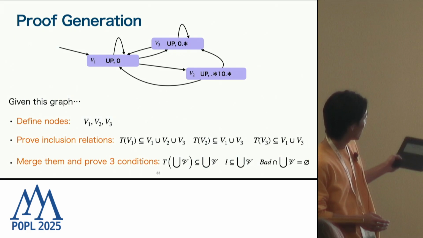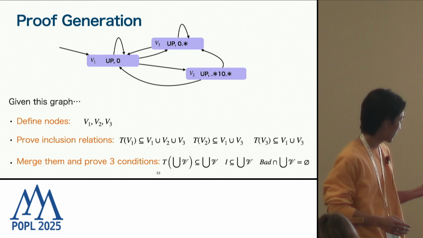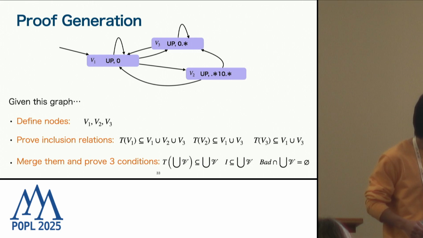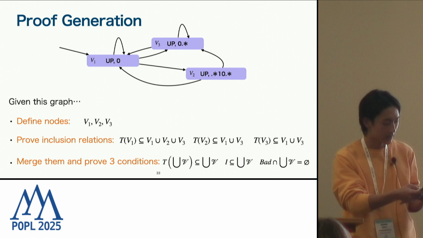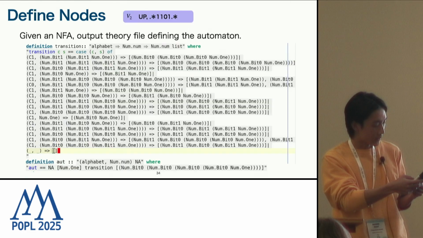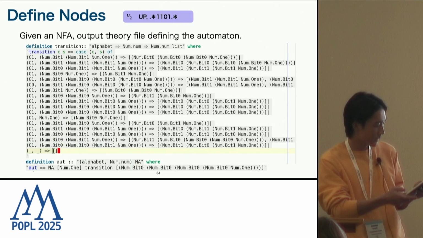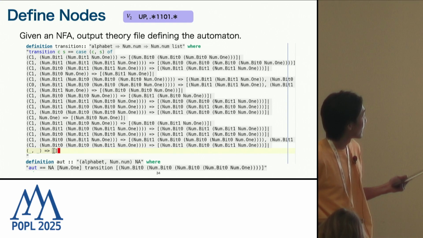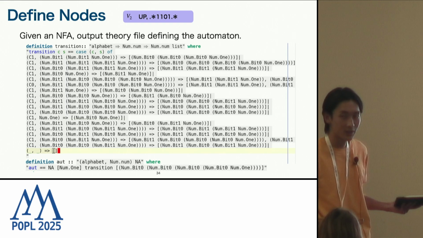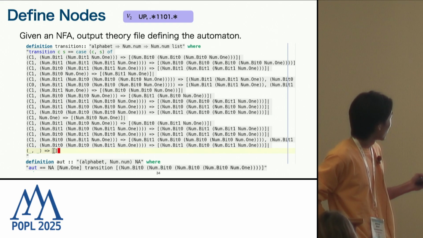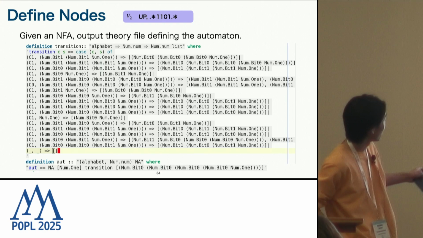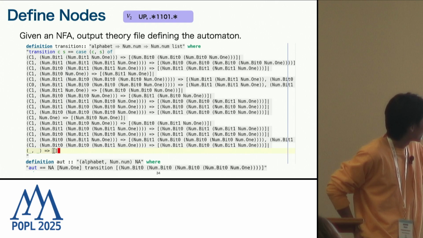First, we need to define nodes, then prove relations, then merge the relations to show the closedness and the other two conditions. Let's start with defining nodes. This is an actually generated definition of an NFA for some regular language. You don't need to read this code. It just defines a transition function, and by using it, it defines an automaton.